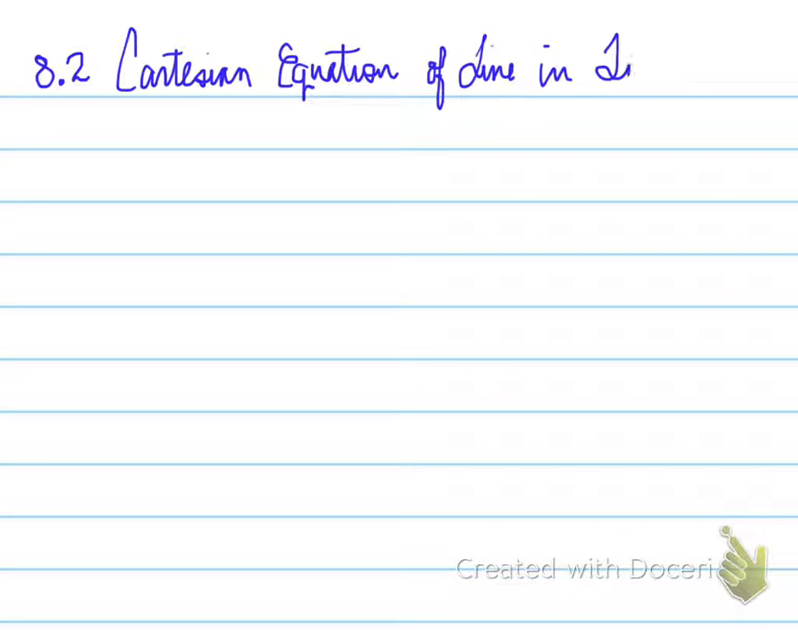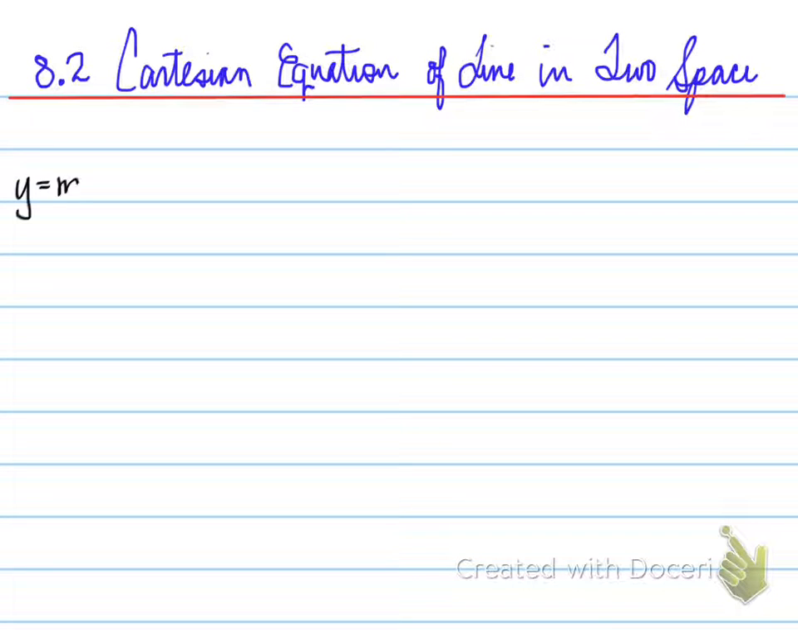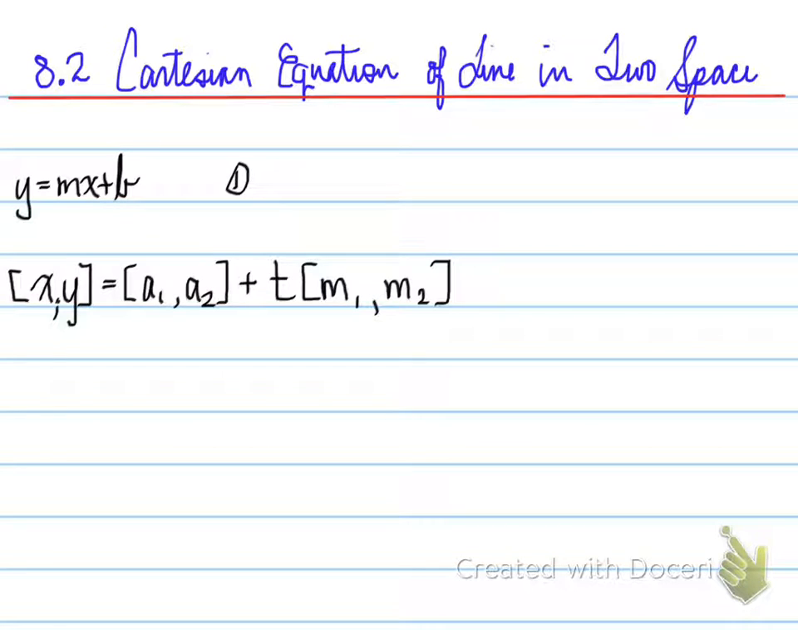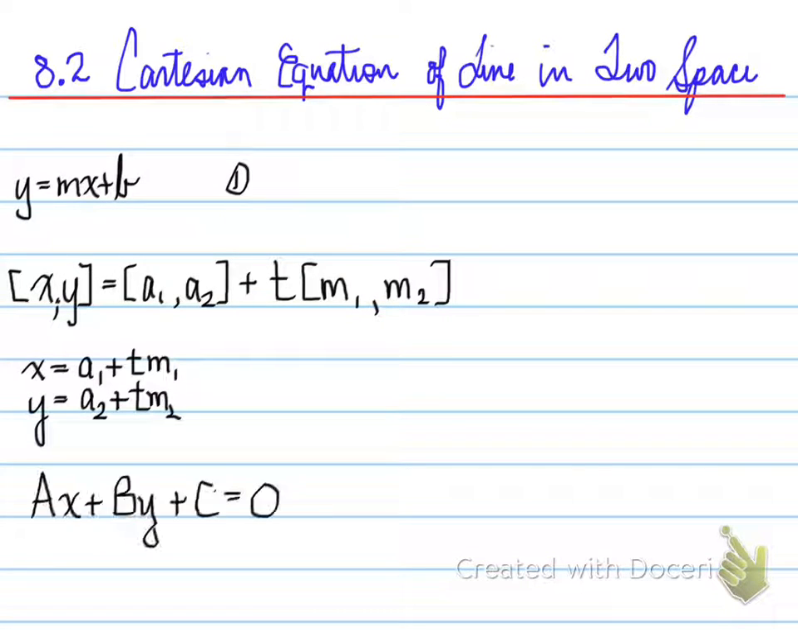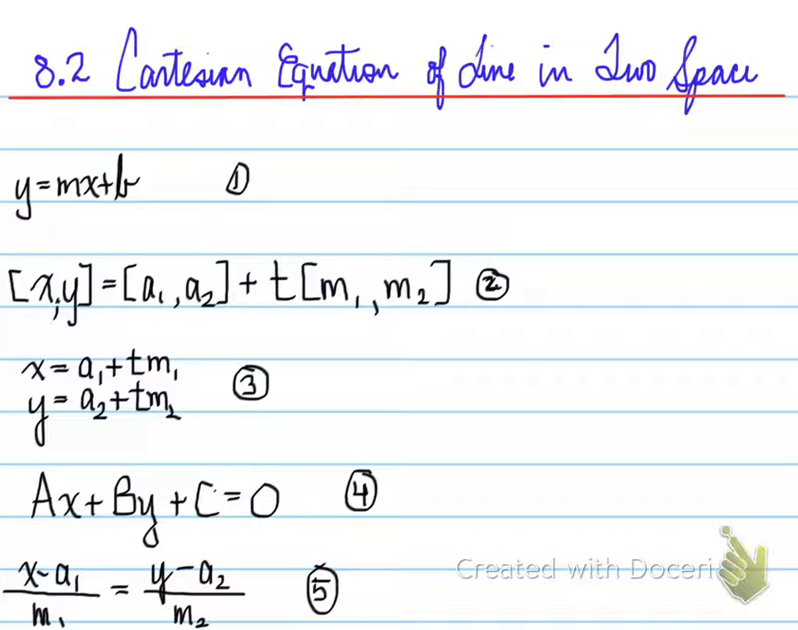All right, 8.2, the Cartesian equation of a line in space. So we have 5 different forms we're going to present. Here's our first form, y equals mx plus b. Our second form, our third form, fourth form, and our fifth form. All of these forms that you see here represent different forms of an equation of a line.